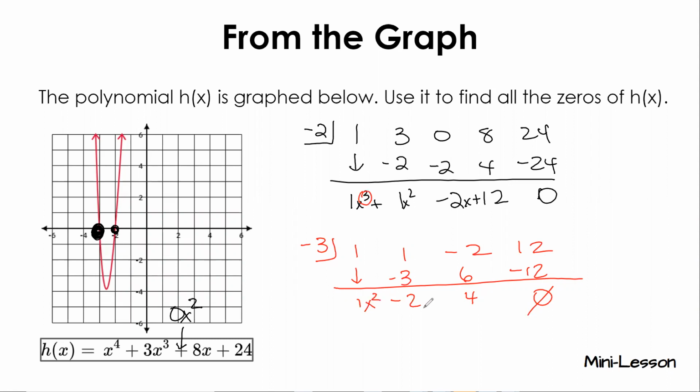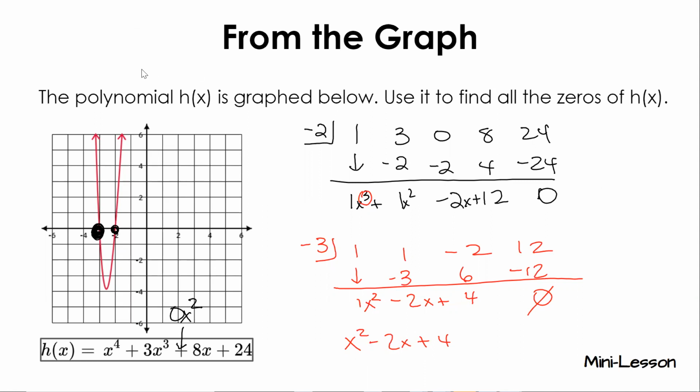So that's going to be x squared minus 2x plus 4. Now, can we factor this guy? Can you multiply two things together to get 4, but add together to get -2? No. So this is going to be a complex solution, which means that you're going to have to use the quadratic formula in order to solve.